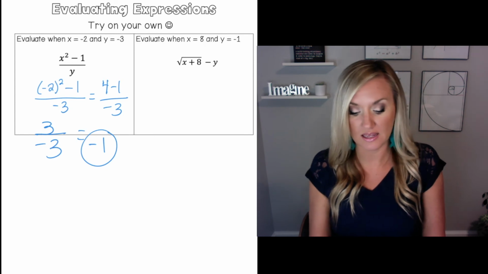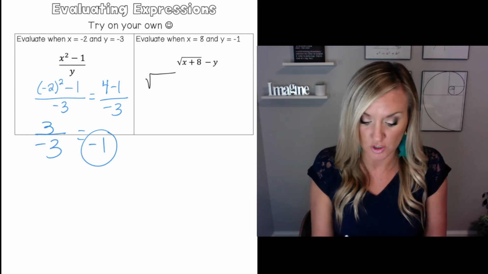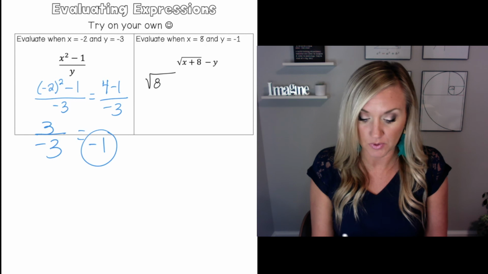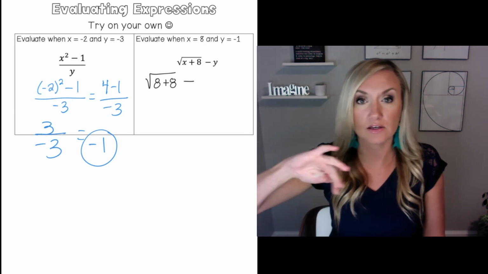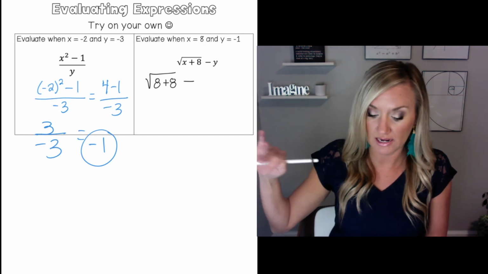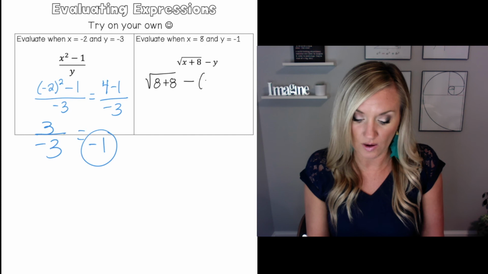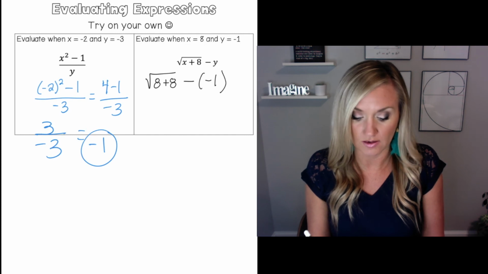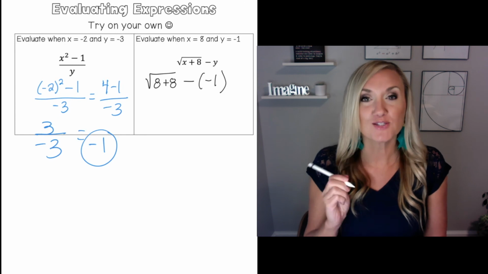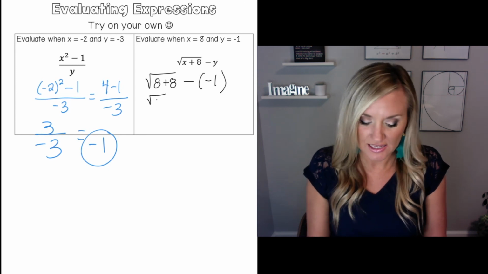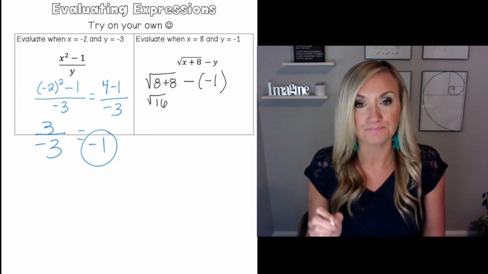The next one is where x is +8. So I'm going to draw a square root sign, and I'm going to put an 8 where I see the x, plus 8. And the subtraction sign is outside of that square root, so make sure to write it outside of the square root. And then y is -1. Ooh, that one's tricky. Okay, so 8 plus 8 is the square root of 16.